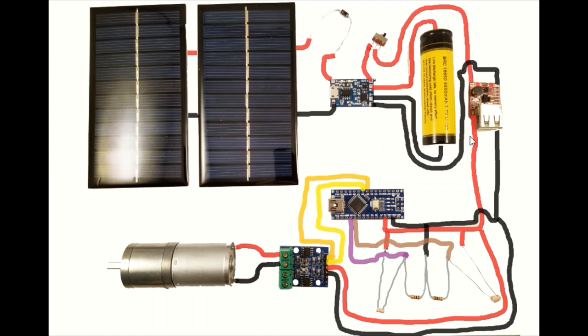So we've got the positive here going to multiple places, going to one leg of each photoresistor. It's going to the 5-volt pin on the Arduino, and we're going to go to the power pin on the motor control board. Now, the negative line is just going to be about the same. We have it go to the ground pin on the Arduino. We're going to have it go to one of the legs of the resistors, and we're going to have it go to the ground pin on the motor controller.